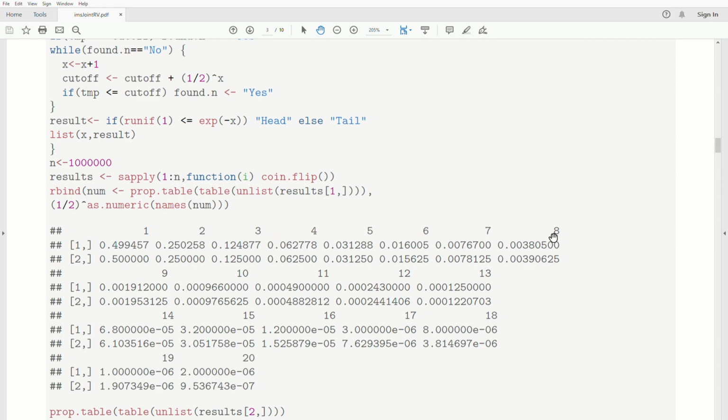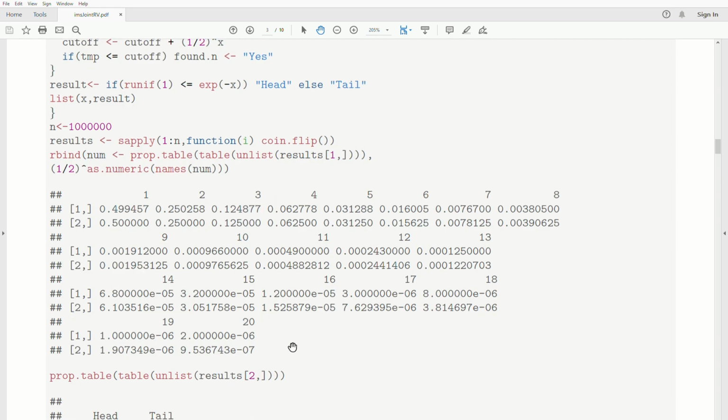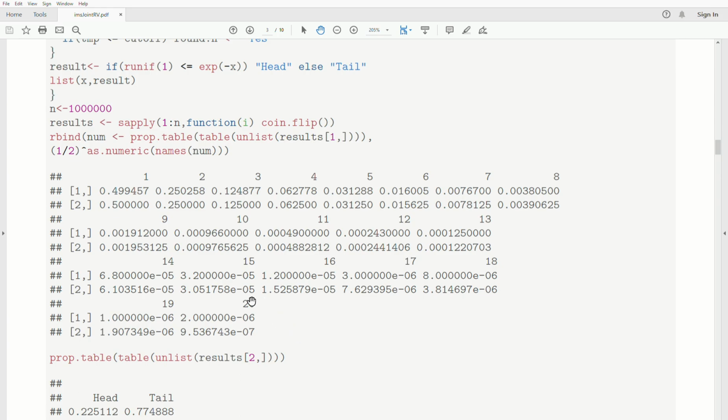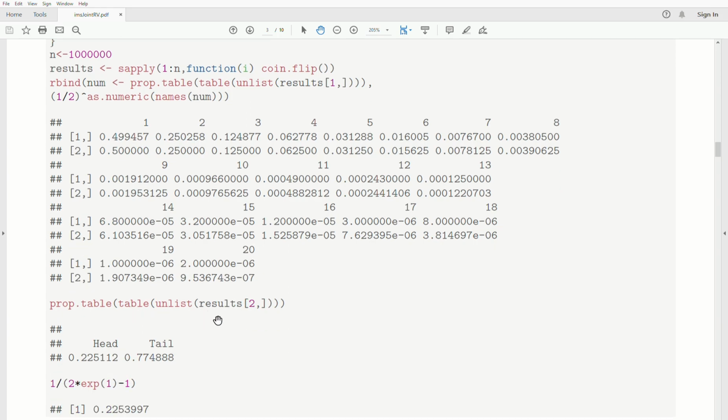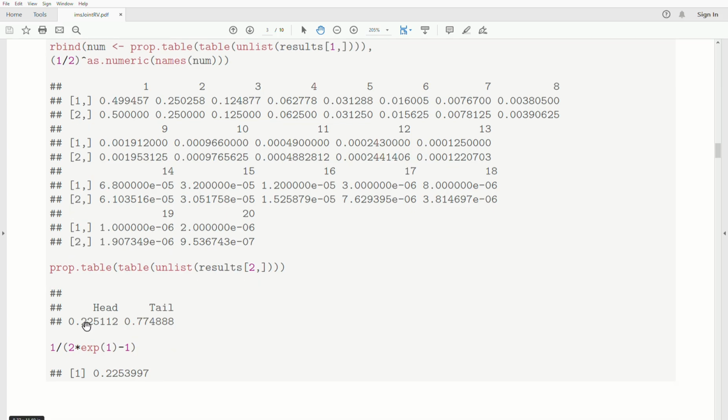It's pretty close. Notice that in this simulation we went up to a 20, based on that random number. Well, let's print the results. 22.5% of the time we saw a head in our simulation of 1,000,000 reps. And notice that the theoretical, as we proved in the example, is 22.5. So it's really, really close.